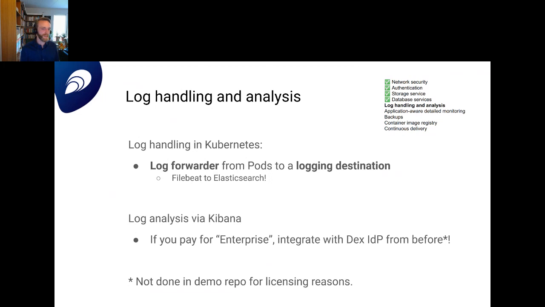The way log handling in Kubernetes works is that there is a component called a log forwarder. It's going to take all the logs from the pods that are running, and it's going to send them to a logging destination. So for instance, as done here in the demo repo, we have the Filebeat log forwarder send information to Elasticsearch. And that's basically the industry standard logging database.